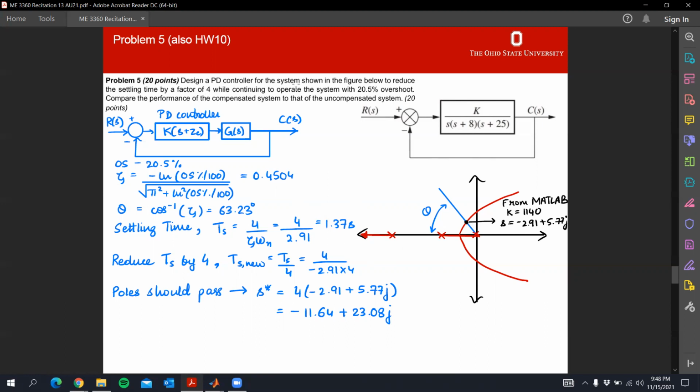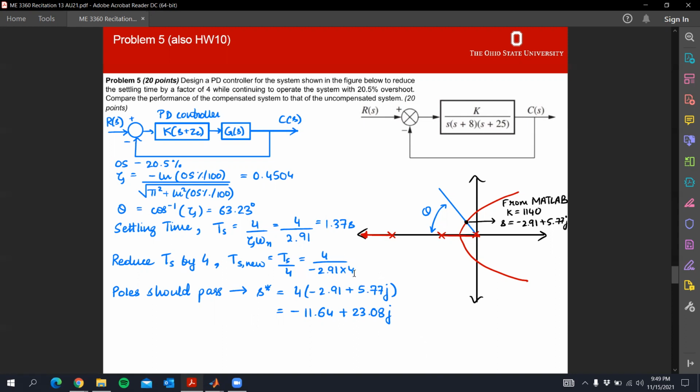Now, the criterion that they are telling us we need to meet with our PD controller is to reduce our settling time by a factor of 4. So what we can do is set our new settling time to be nothing but the old settling time divided by 4. And you see that we end up with this expression over here, right? The denominator here represents the real part of the pole of the new system that will allow us to reduce the settling time.